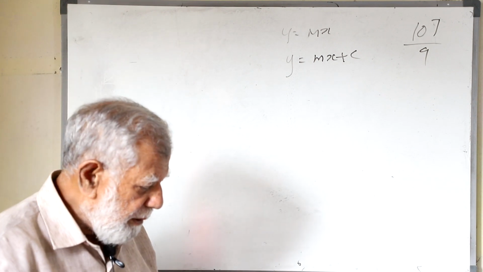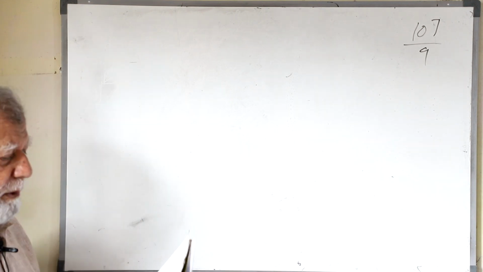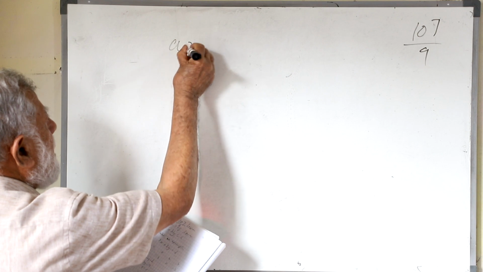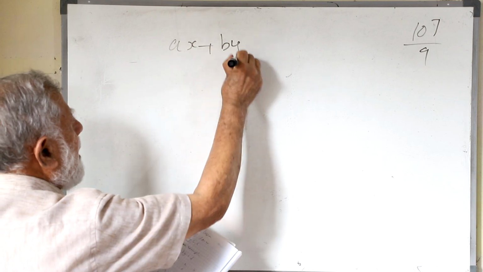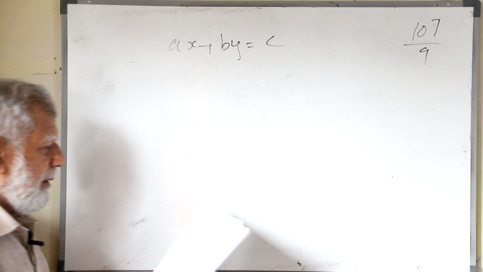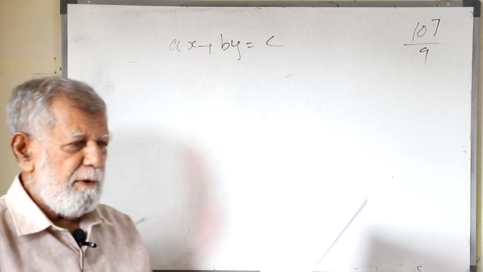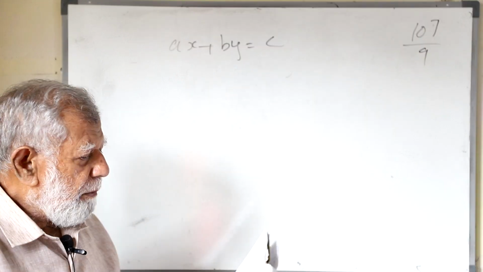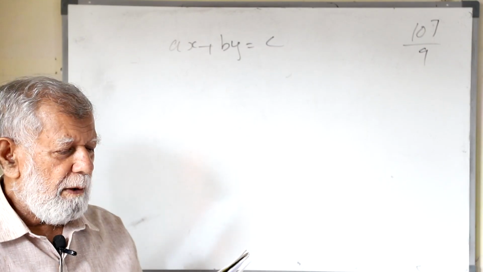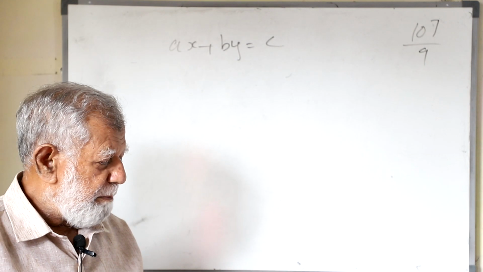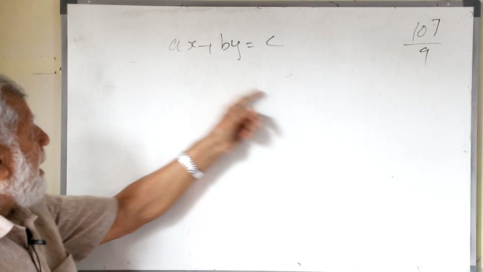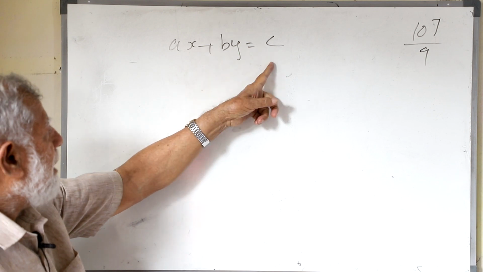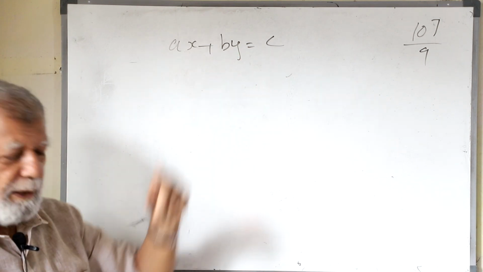Now today we are continuing with the graphs, and today we are going to study graphs of the form Ax plus By equals C. We studied graphs of mx and graphs of mx plus c. Now here A is a number, B is also a number, and C is also a number. X and y are always there in the equation.